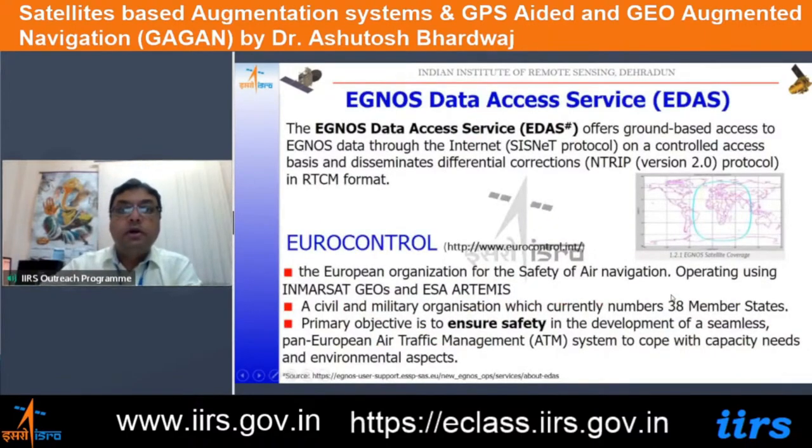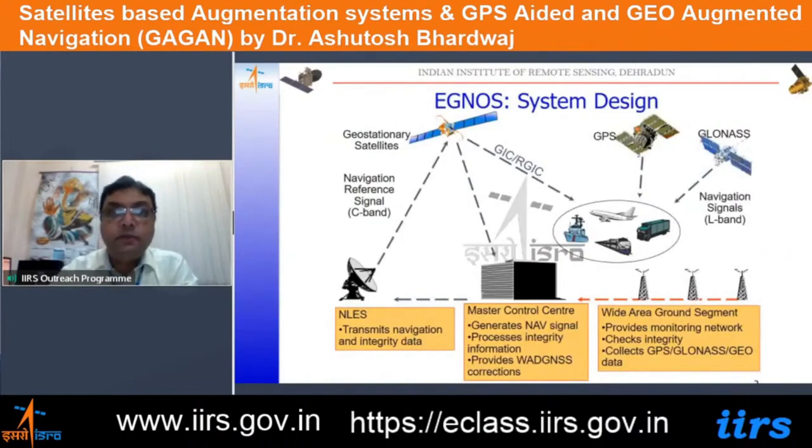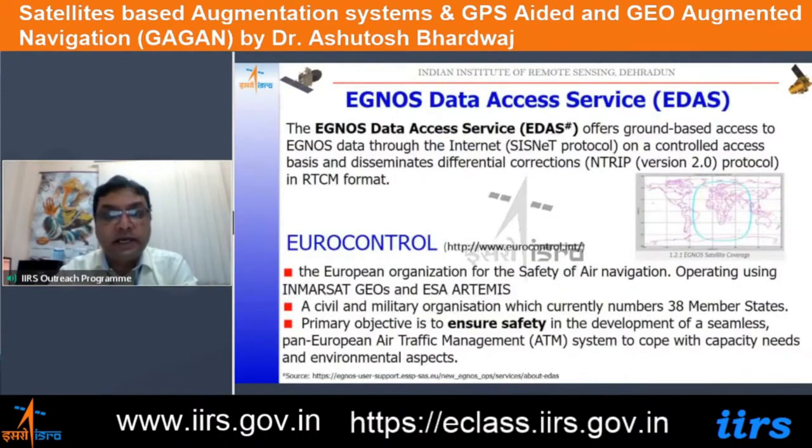Now, similar to the WAAS and GAGAN system, there is an EGNOS system which is available for Europe. Here again, they have a reference station on the ground, and with the use of the geostationary satellites in orbit, they are sending the corrected signals to the users. Besides that, they are also using internet-based transmission for the dissemination of differential correction signals, using the NTRIP protocol. There is an agency called Eurocontrol which is taking care of all these activities in the European region, which has 38 member states.